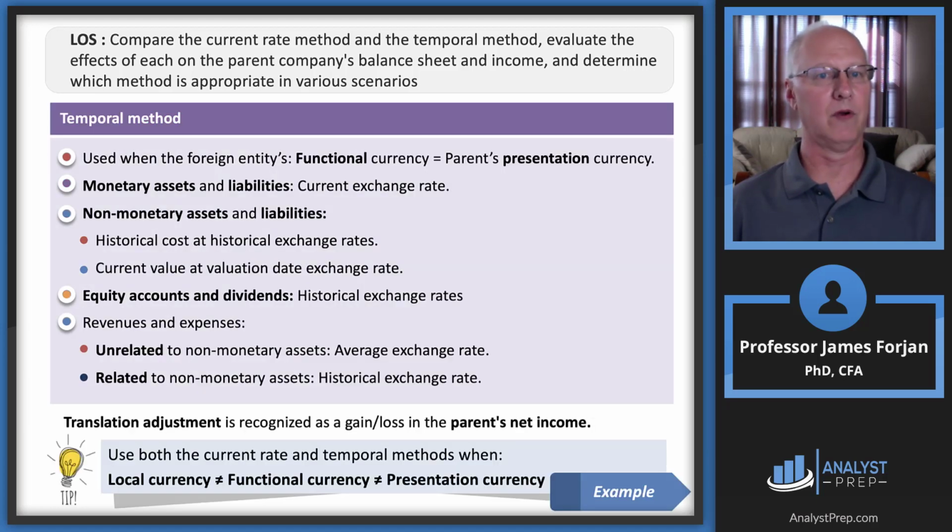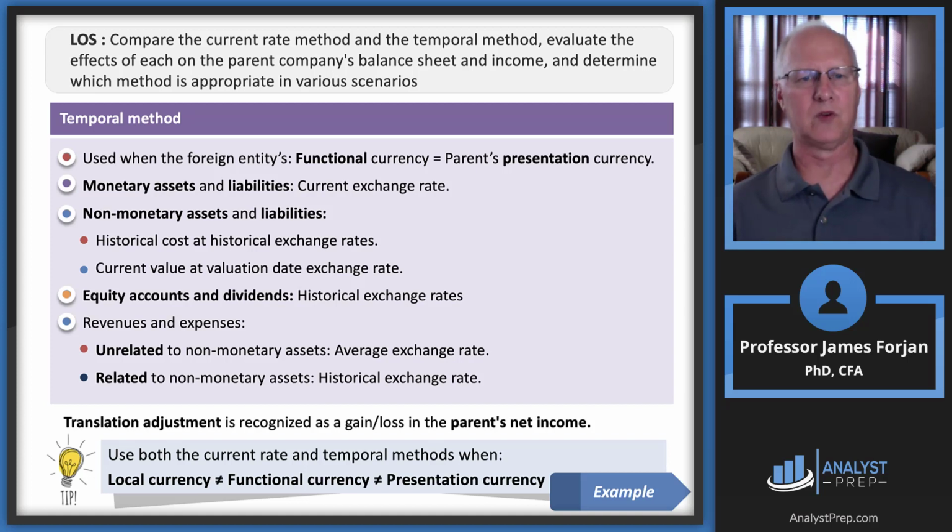Temporal method, however, is going to be used when functional currency and the presentation currency are identical. So now we're dividing these into monetary and non-monetary items. So monetary items on the left and the right-hand side of the balance sheet, that's going to be current exchange rate. Non-monetary items are going to be exchanged at historical rates.